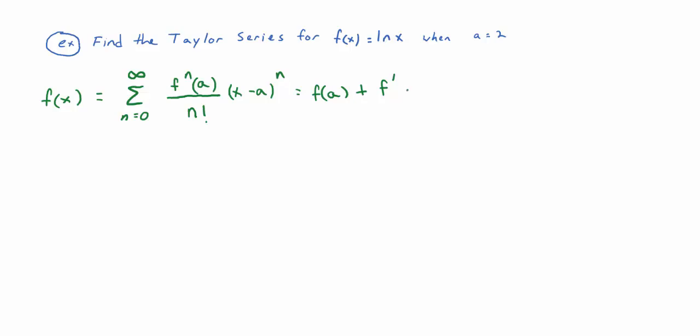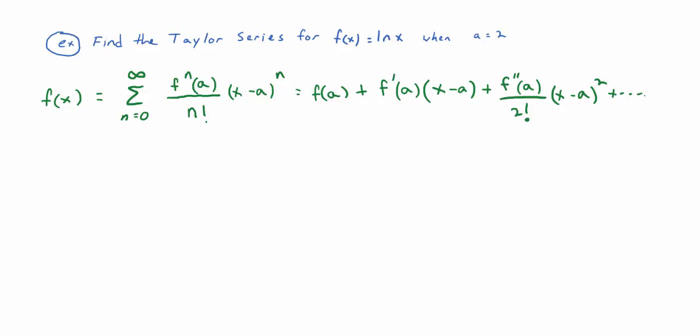So first derivative evaluated at a over 1 factorial, that's kind of boring, times x minus a to the 1 power, right? And then plus, what's the next one? f double prime of a over, let's say 2 factorial just to establish the pattern, times x minus a squared. And then you got it. Once you do that term, I think you got the pattern, right?